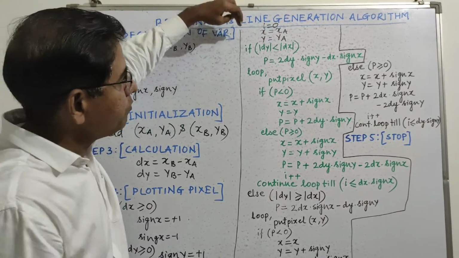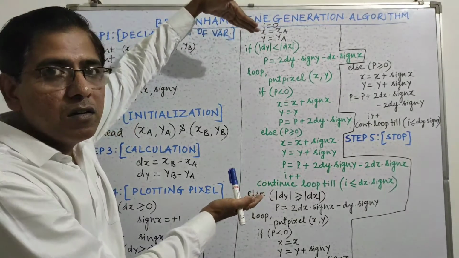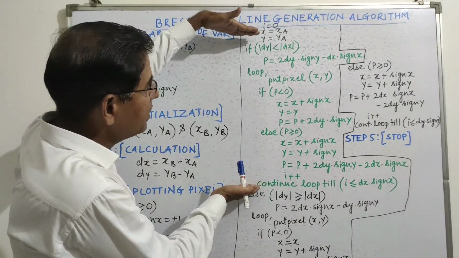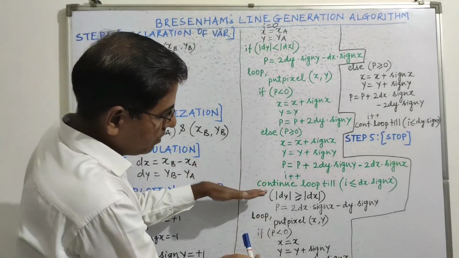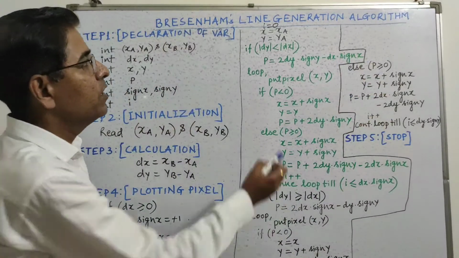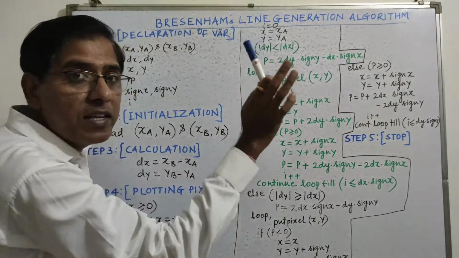Now we have combined the logic of slope less than 1 in this green color text, and for slope greater than 1 logic in black color text. Okay. So if dy is less than dx, that means slope less than 1.